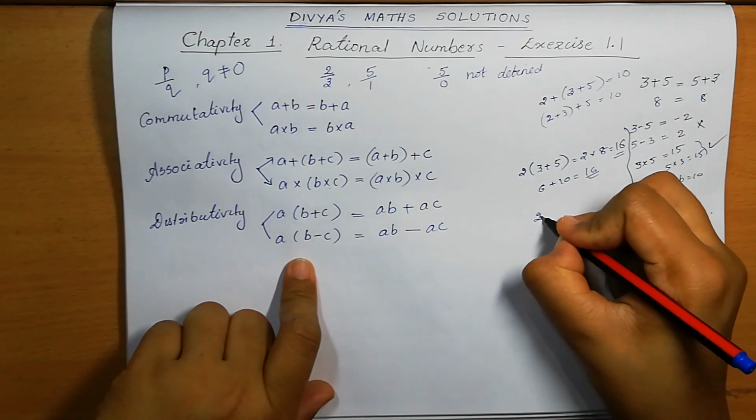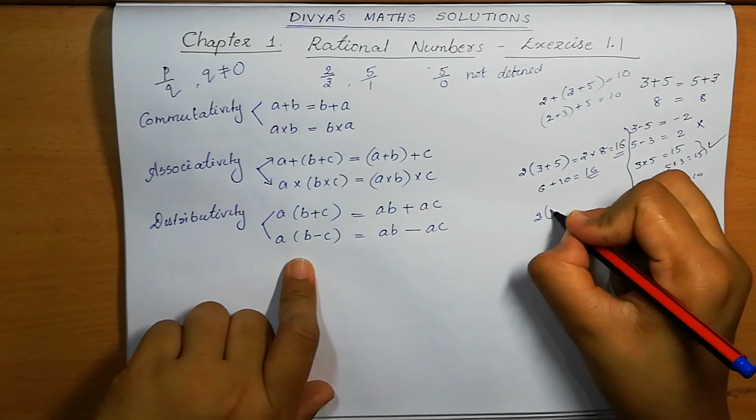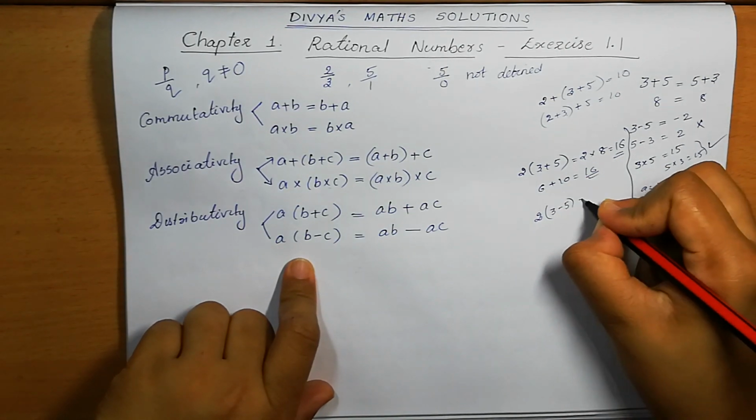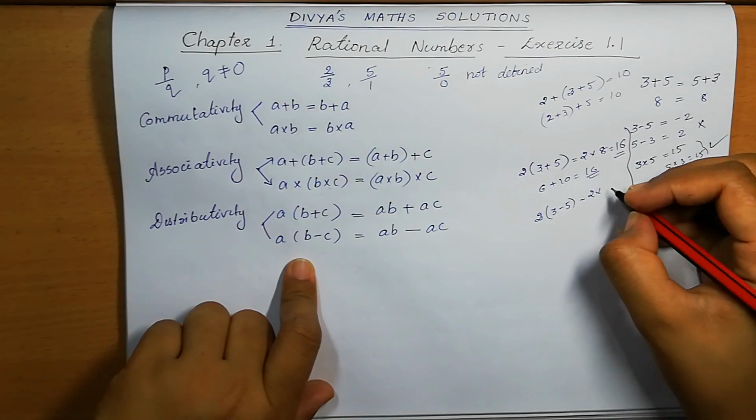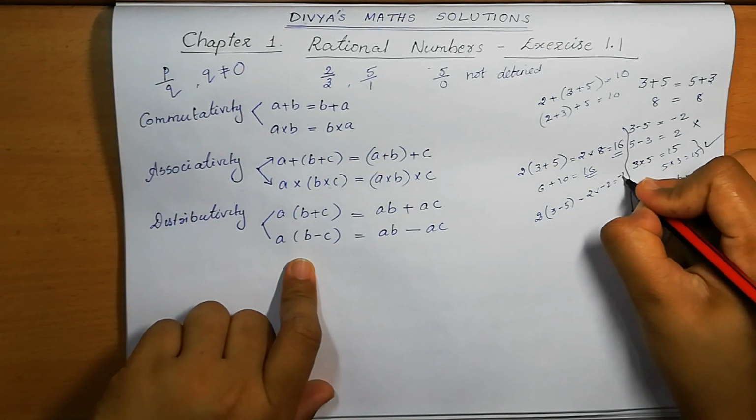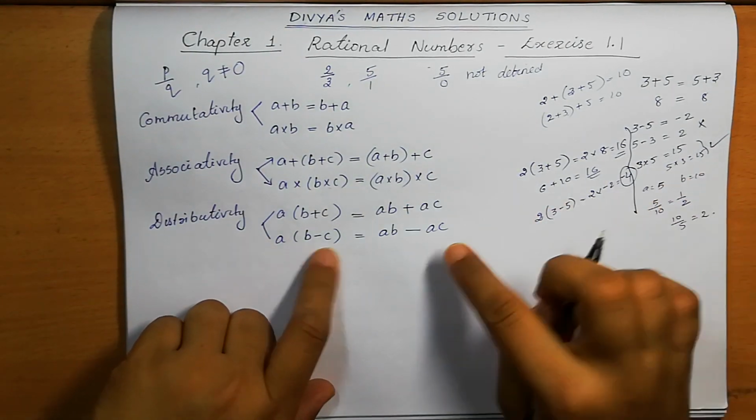I am taking the number as 2. Same numbers. 3 minus 5. So 2 into 3 minus 5 is minus 2. So answer is minus 4. Correct. Next we can verify with this one.